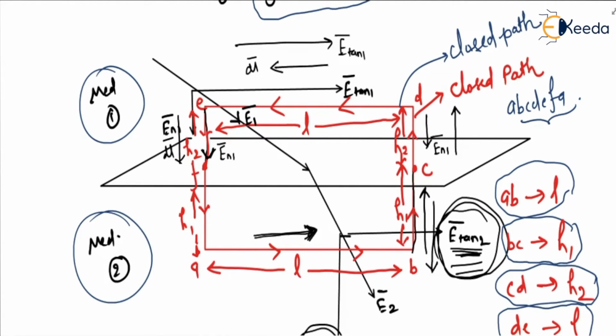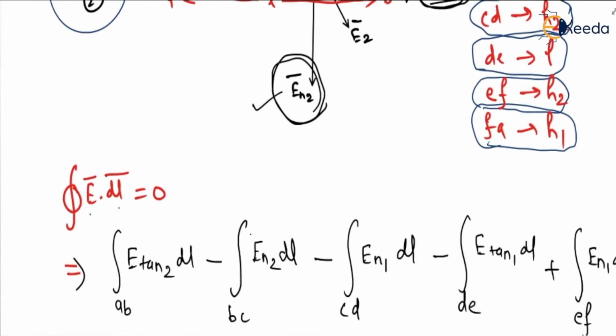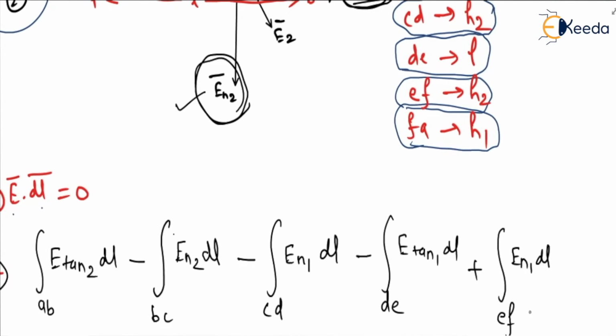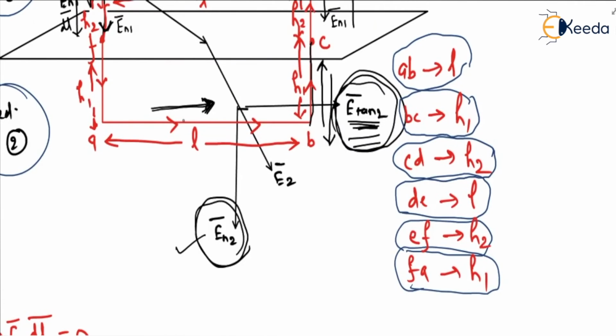Now we will line integrate E vector with dl vector. So there are AB path, BC path, CD path, DE path, EF path, and FA path. So we will put all the line integrations. First is Et2 dl. Why? Because here we are talking about the AB path. In the AB path, Et2 vector is in this direction, and dl vector is also in this direction.